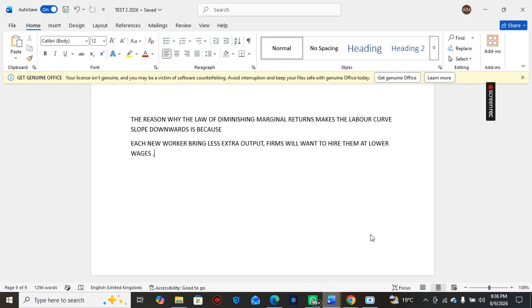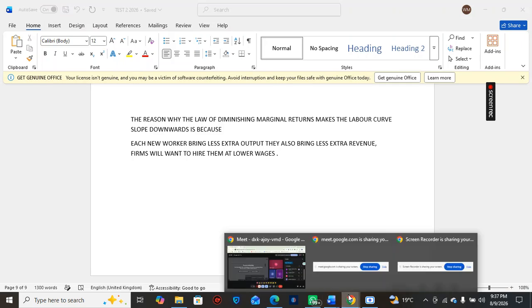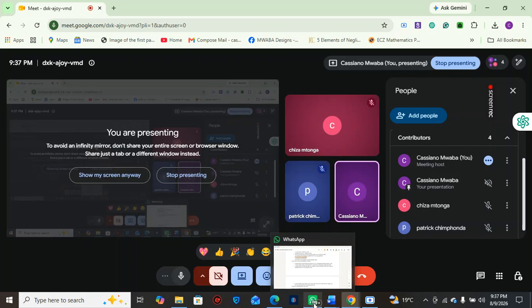Okay, and also apart from bringing in less extra output, they also bring in less extra revenue, the marginal revenue. Okay, because as the marginal product is dropping, marginal revenue is also going to be dropping. So if each new worker is bringing in less extra output and less extra revenue, you are not going to want to hire them at higher wages. You want to hire them at lower wages. So that's why the law of diminishing marginal returns makes the labor demand curve slope downwards. Okay, because the extra output each worker brings is dropping, thus the extra revenue they're bringing is also dropping. So you want to hire them at lower wages.